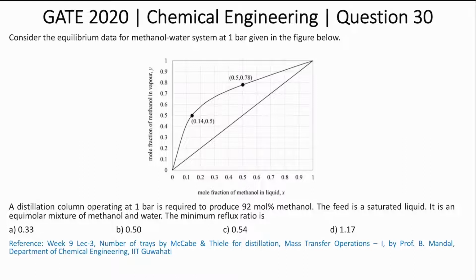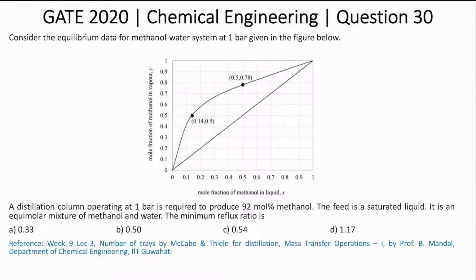A distillation column operating at 1 bar is required to produce 92 mole percent ethanol. The feed is a saturated liquid. It is an equimolar mixture of methanol and water. The minimum reflux ratio is dash. And the four given options here are A 0.33, B 0.50, C 0.54 and D 1.17.